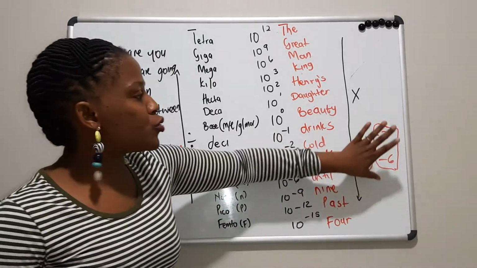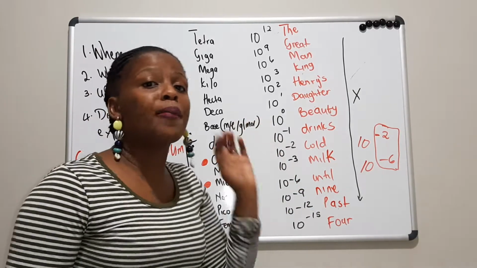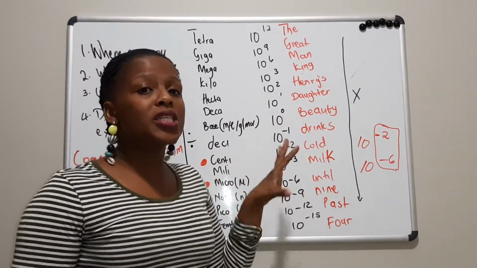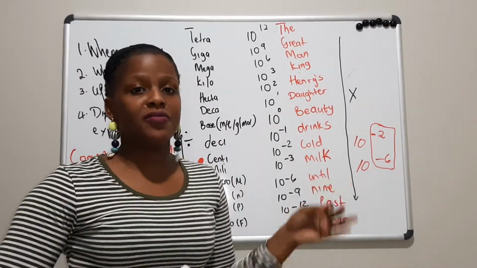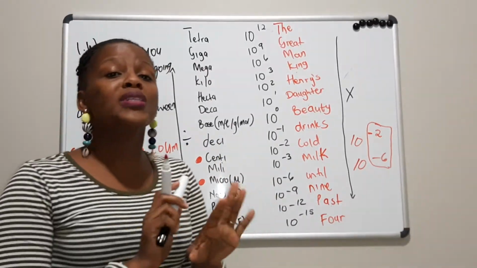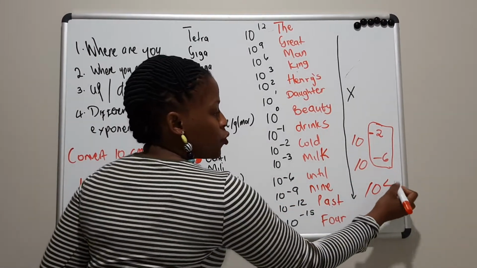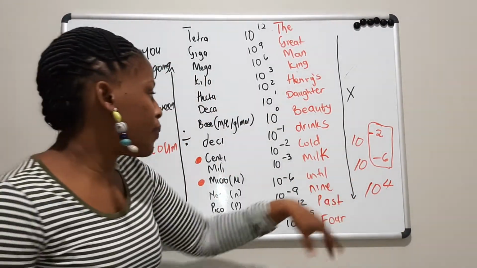So the difference between 2 and 6 is 4. And remember, we're always thinking positively. Even if you punch it in your calculator and you get a negative, we're not going to put the negative into our calculation. So we're always thinking positive. It means now the difference is 4. So we're going to multiply with 10 to the power 4.